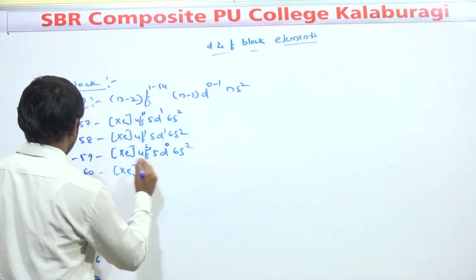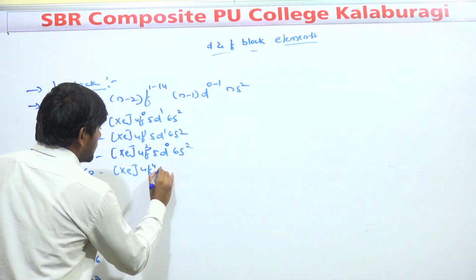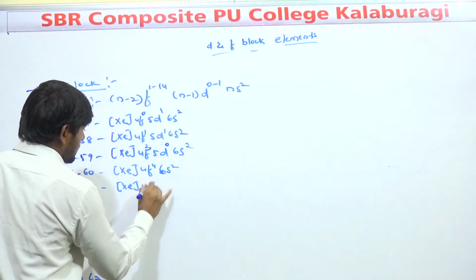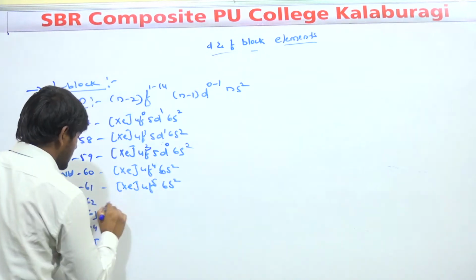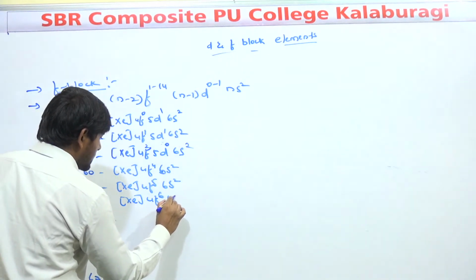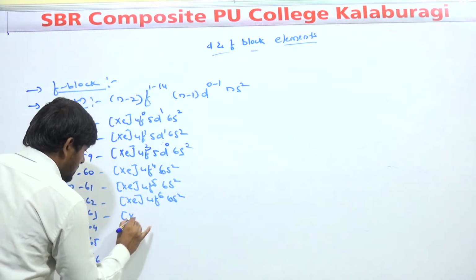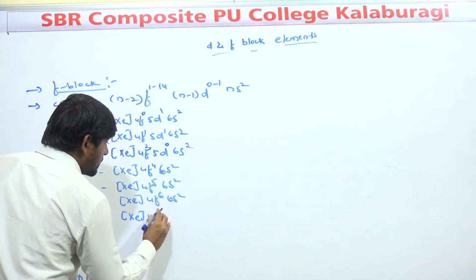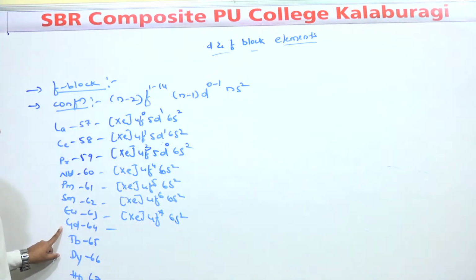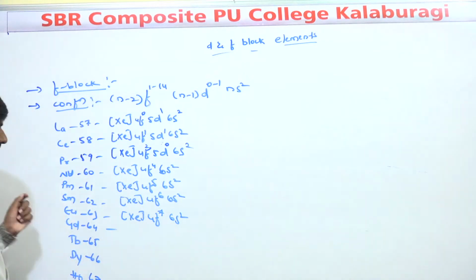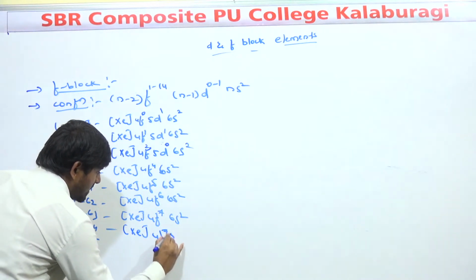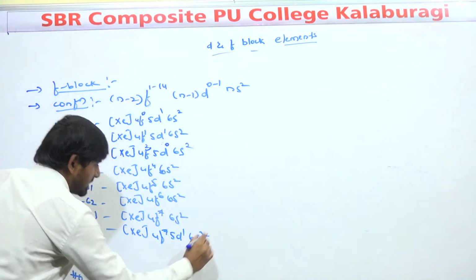Neodymium: xenon 4f4 6s2. Next comes promethium, xenon 4f5 6s2. Then samarium, xenon 4f6 6s2. Then europium, xenon 4f7 6s2. Now gadolinium. Alright, gadolinium atomic number is 64 with configuration xenon 4f7 5d1 6s2.